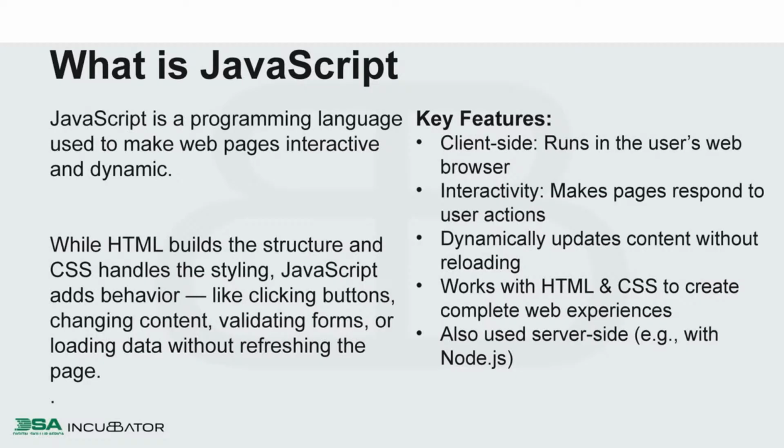So let's talk about JavaScript. JavaScript is a programming language used to make web pages interactive and dynamic. Okay. While HTML builds the structure, right? We all know HTML is all about structure. CSS is all about what? Styling. JavaScript adds what? Behavior. It makes things interactive, like clicking buttons, changing content, validating forms, loading data without refreshing.